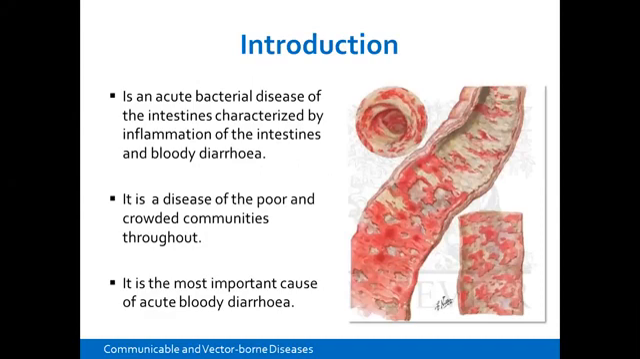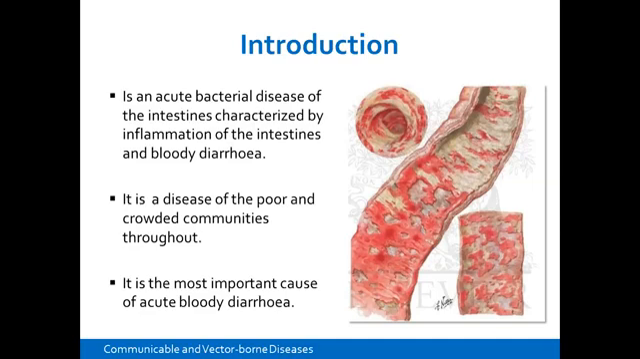So to start us off, we're going to look at what Shigella is, or what shigellosis by definition is. It's basically an acute bacterial disease of the intestines that is normally characterized by inflammation of the intestines, and ultimately you have bloody diarrhea. Okay, so it is normally termed a disease of the poor and crowded communities. Even though nowadays things are changing, it is the most important cause of acute bloody diarrhea.